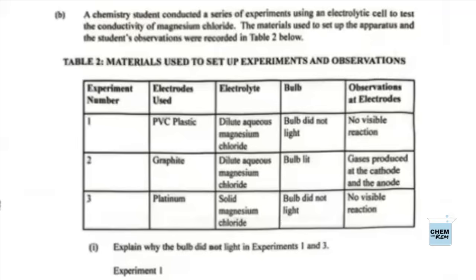All right, so we're seeing in experiment 1, the electrodes used were PVC pipe. The electrolyte was dilute magnesium chloride. The bulb did not glow. Then the observation at the electrode, no visible reaction.